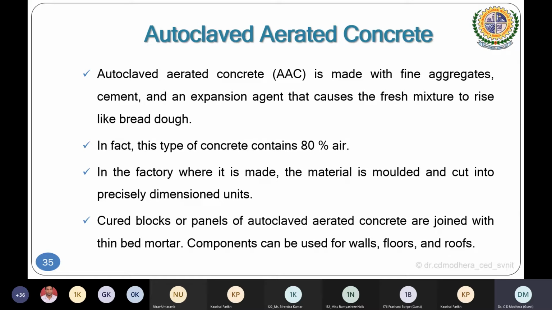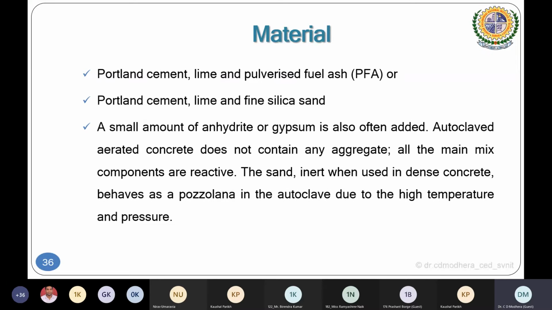Cured blocks or panels of autoclaved aerated concrete are joined with thin bed mortar. Right, mortar is again to be used for joining and filling those joints. The component can be used for walls nowadays, even floor and roof. So when it is used in walls, it is infill. Roof also is presently being used. You can also visualize later on, I will show that in one picture.